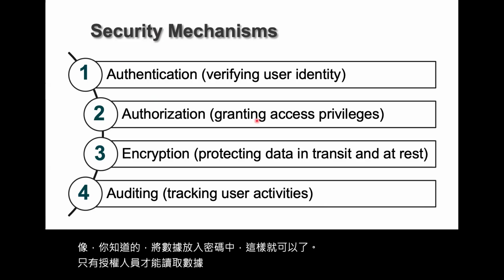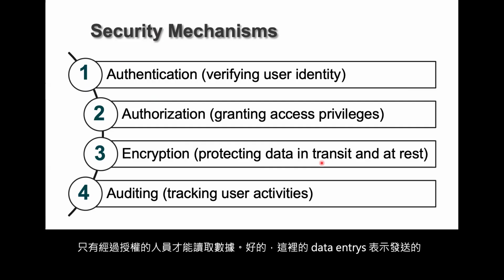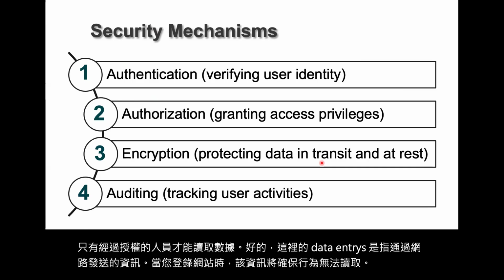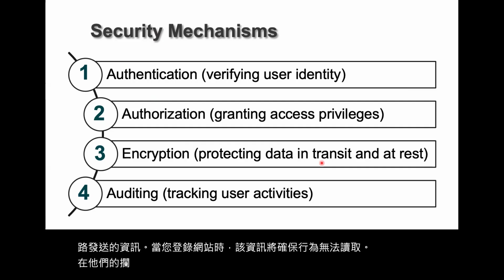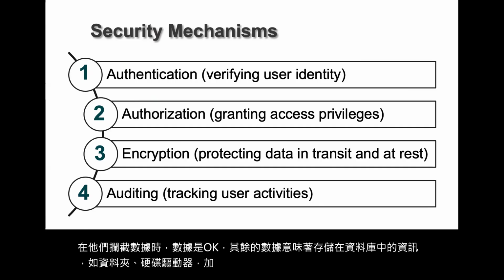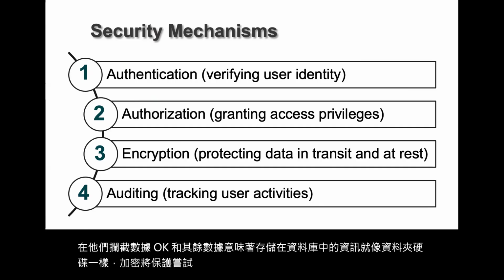And the data in transit here means the information that is sent over networks, like when you log into a website, the encryption will ensure that the hackers will not be able to read it if they intercept the data. Okay. And the data at rest means the information stored in the database, like the files or the hard drive, the encryption will protect it if someone tries to steal the storage device.